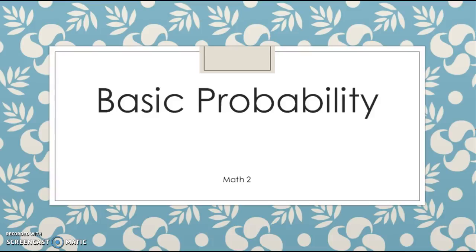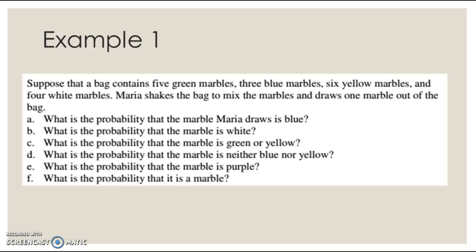For this video, we're going to continue with probability and just do some basic examples. So for the first one, suppose that a bag contains 5 green marbles, 3 blue marbles, 6 yellow marbles, and 4 white marbles. Maria shakes the bag to mix the marbles and draws 1 marble out of the bag. So I'm going to first find the probability that Maria draws a blue marble.